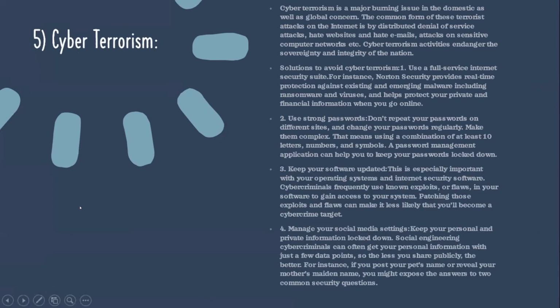Cyber terrorism. Cyber terrorism is a major burning issue, a domestic as well as global concern. The common forms of these terrorist attacks on the internet are distributed denial of service attacks, hate websites and hate emails, attacks on sensitive computers, networks, etc. Cyber terrorism activities endanger the sovereignty and integrity of the nation.